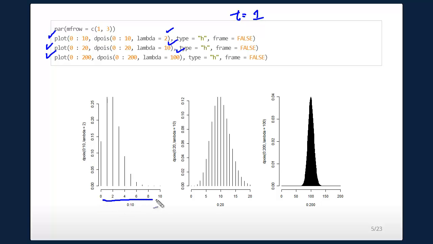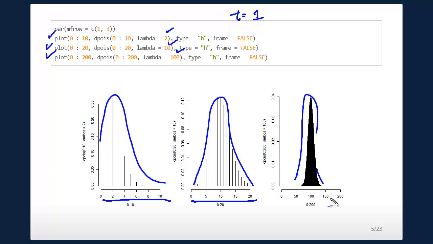I have to use a different horizontal axis scale because with a lambda of 100, the mean is 100 and the variance is 100. That shifts the distribution substantially along the x-axis. So notice there's a different scale. You can see what it looks like here, what it looks like here, and you can tell that it looks almost exactly like a Gaussian by the time you get up to lambda equal to 100.